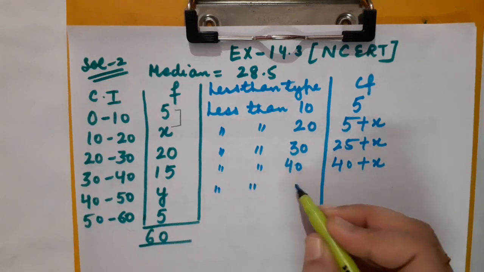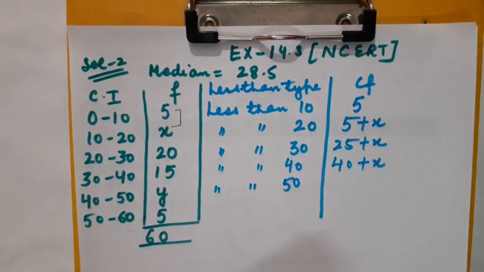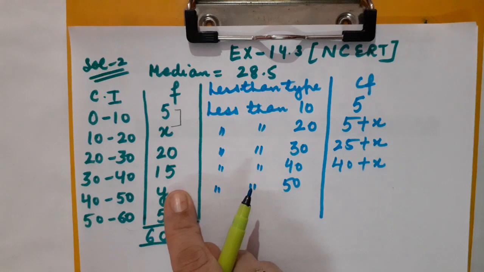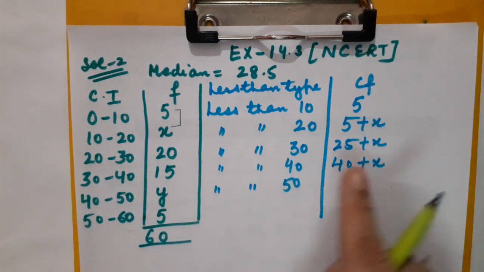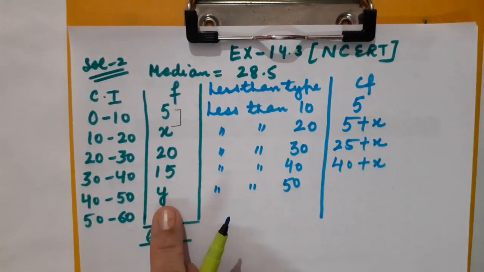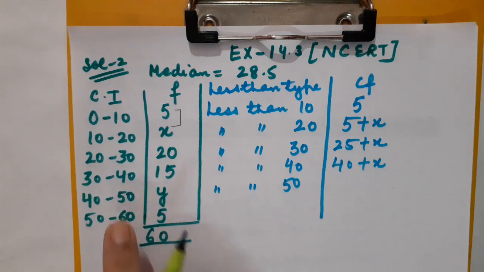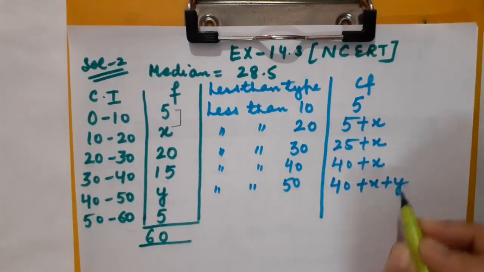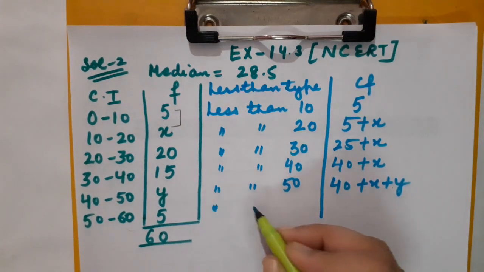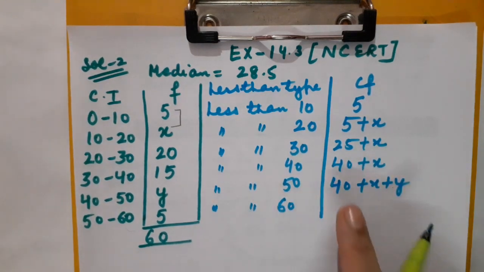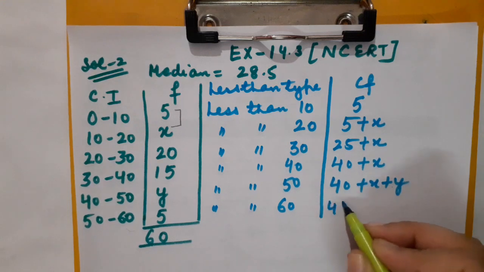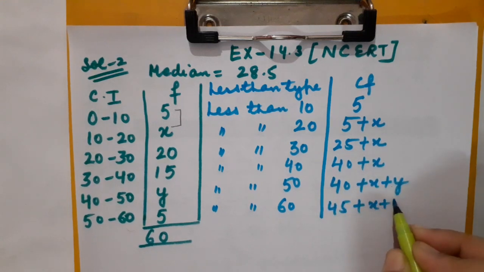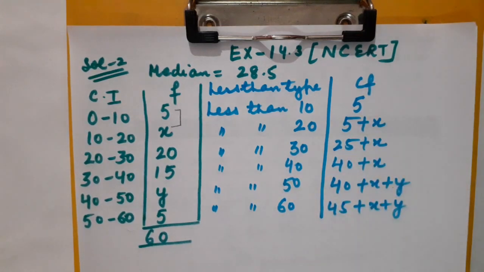Next is less than 50. So in less than 50 you are supposed to add all these, or what you can do in less than 40 you can add the frequency of the class interval from 40 to 50. It would become 40 plus X plus Y. Now this is less than 60. So add 5 in it. This is equal to 45 plus X plus Y.